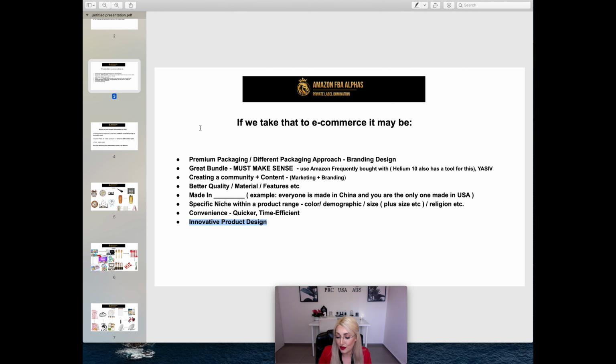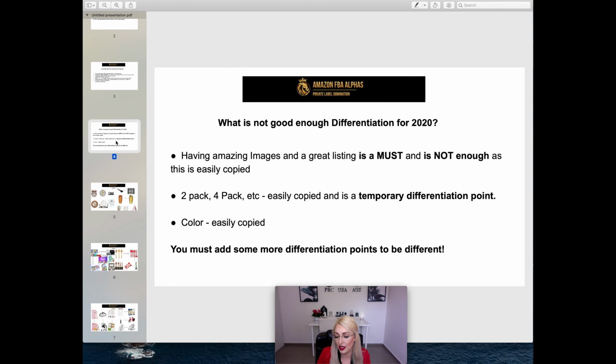So ideally, you want to have as many of these differentiation points as possible, which brings me to the next point. So what is not a good enough differentiation point in 2020? So number one, having amazing images and a great and optimized listing is a must. It is not a differentiation point. It is not enough to be your differentiation point.